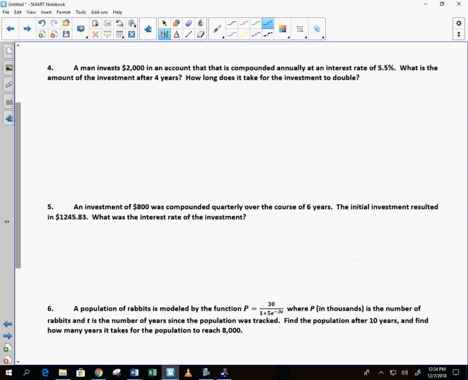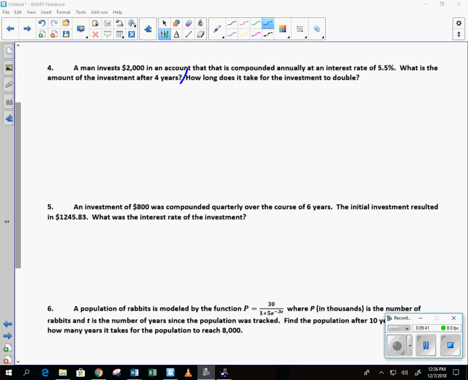Let's go to another investment. This man's going to invest $2,000 in an account that's compounded annually. Annually means how often? Once a year, at an interest rate of 5.5%. What is the amount of the investment after 4 years? Now, we're going to solve the second part. How long does it take for the investment to double? We'll do that together. But see if you can come up with the first initial amount. Go ahead, try that.